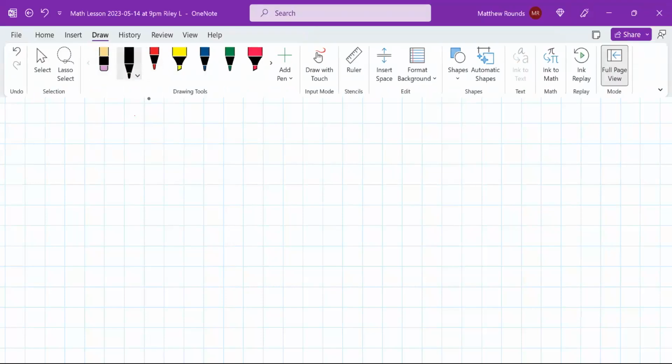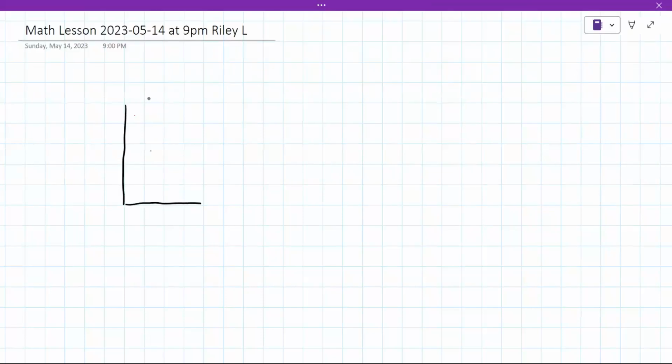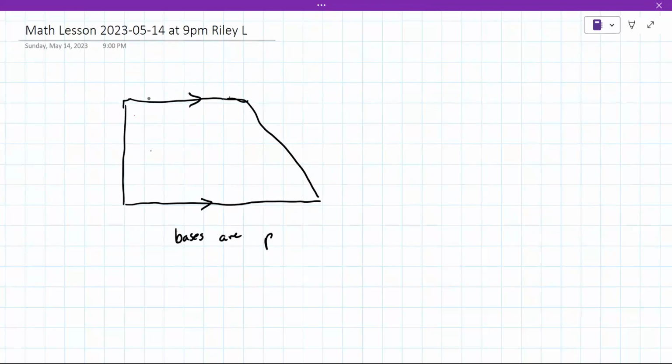All right, so the first shape, there are so many shapes, but the first one they're showing is what's called a trapezoid. You've seen this before, and there are some interesting properties of a trapezoid. One is that the bases are parallel. There's one set of parallel sides. These are called bases, base one, base two.